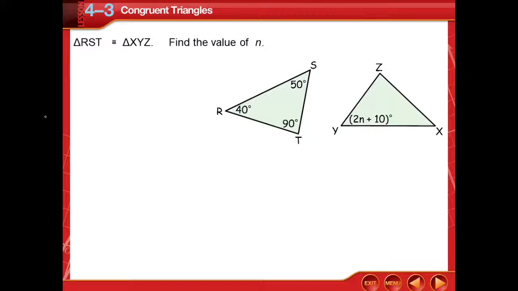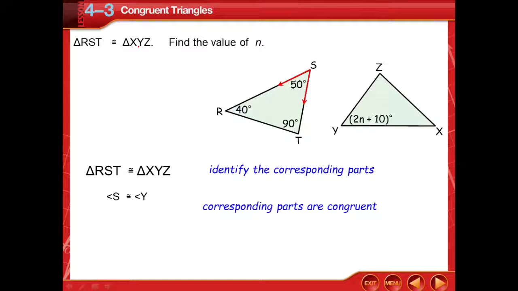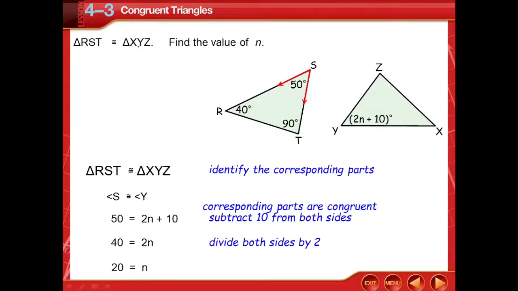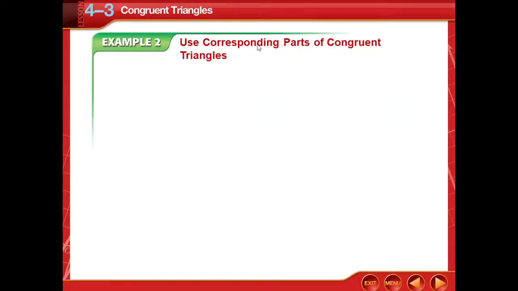Here we know that triangle RST is congruent to triangle XYZ, so we want to find the value of n. If I take the fact that these 2 triangles are congruent, my next step is to identify the corresponding parts. Well, angle Y is going to correspond to angle S because S and Y are both in the middle. Therefore, I can write the following equation. Angle S is equal to angle Y. 50 is equal to 2n plus 10. I subtract 10 from both sides, and then I divide by 2, and n is equal to 20.